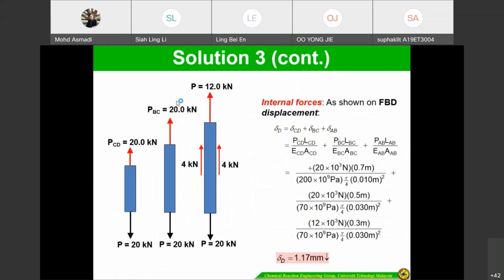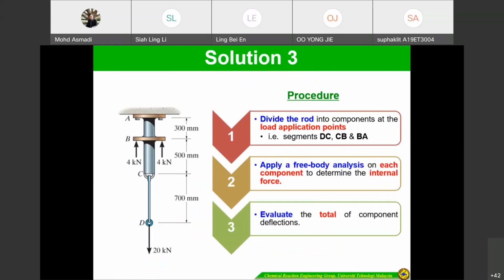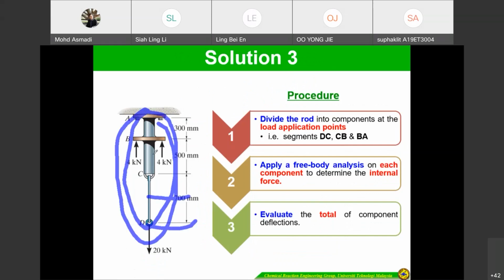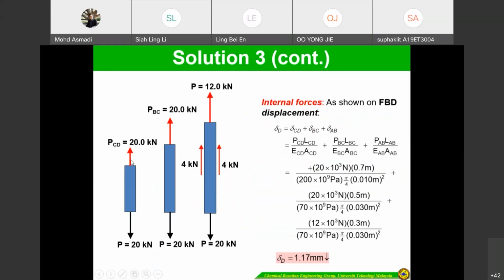My suggestion, if you want to do the method of sections, is to draw the original picture, then cut section by section, just like this. You can see it clearly because the original picture is on the left side. But this way is also acceptable, whichever you can imagine more easily. So you get the deformation of 1.17, in tension.